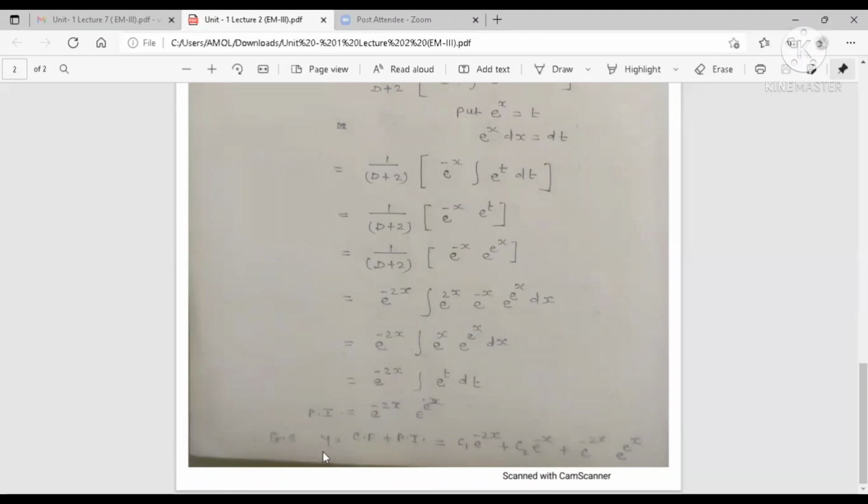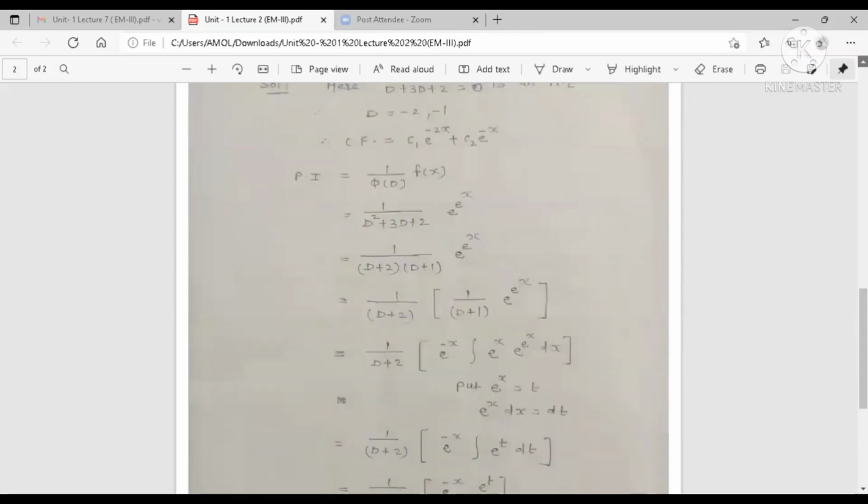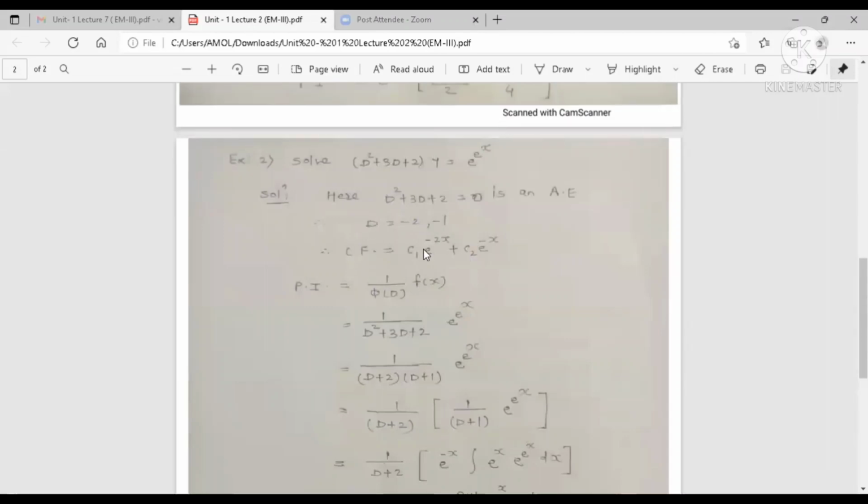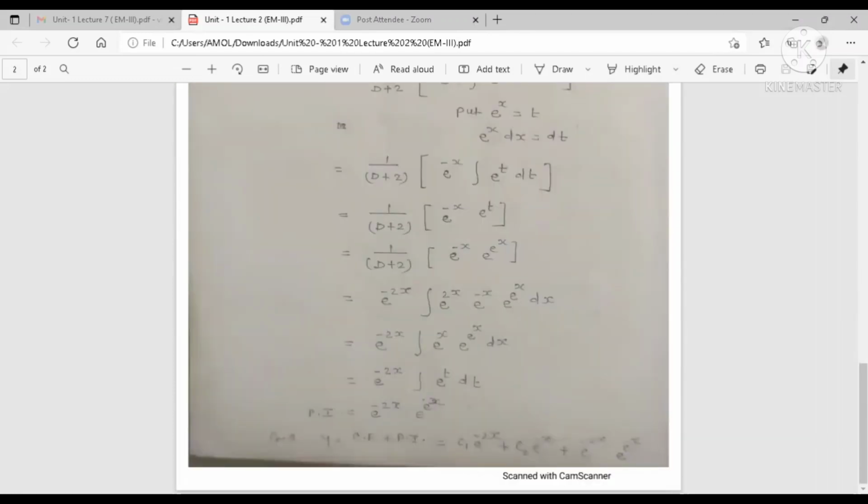Now the general solution y is equal to CF plus PI. So the CF is here, the complementary function c1 e to the power minus 2x plus c2 e to the power minus x. Then the particular integral is e to the power minus 2x into e to the power x. So this is the general solution for the given LDE, and this is the first general method.